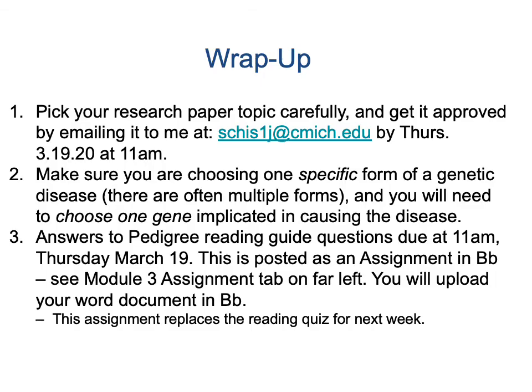Okay, so to wrap up for today, your goals before Thursday are to pick your research paper topic carefully and get it approved and email me at my email address that's on this slide before our usual class time, 11 a.m. on Thursday, March 19th. Make sure you're choosing a specific form of genetic disease. For example, there's 9 forms of muscular dystrophy. So you need to pick one form, and eventually you'll need to choose one gene that's implicated in causing the disease.